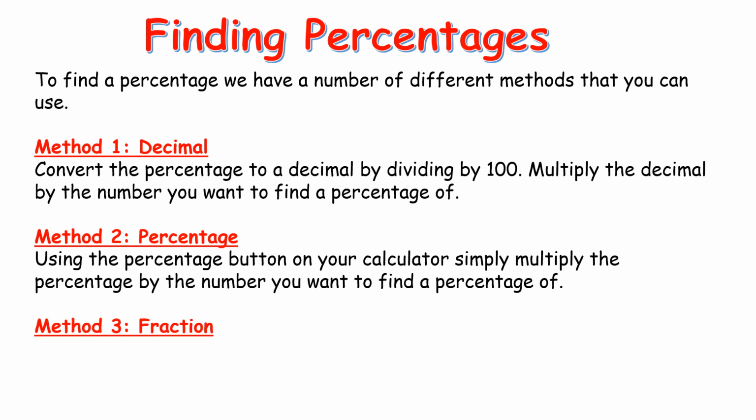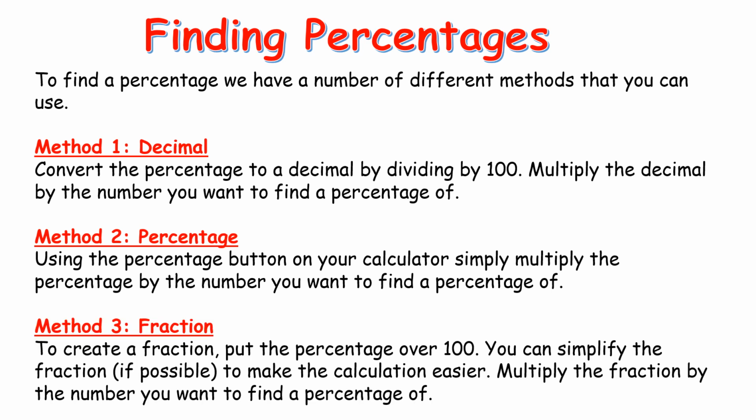The third method is using fractions. So you create a fraction by putting the percentage over 100. Remember, it means per 100. And then you can simplify the fraction if you want. It's not required. And then you multiply the fraction by the number you want to find a percentage of.